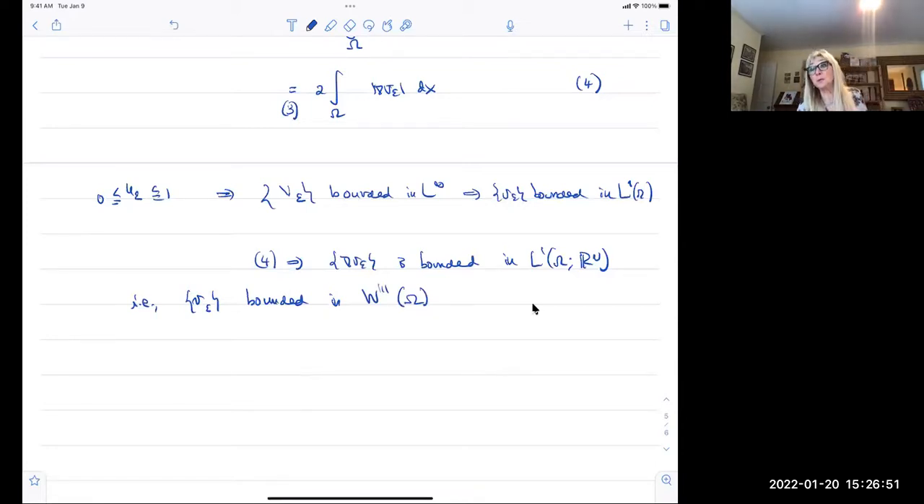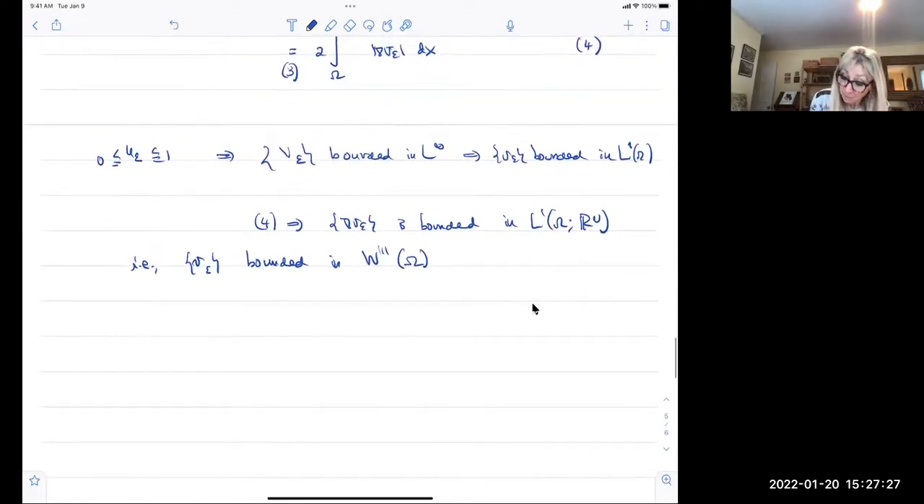W^{1,1} is not reflexive. So if you were in W^{1,2} or W^{1,p} for p bigger than 1, you could say, okay, then I can extract a subsequence which converges weakly in this space. W^{1,1} doesn't work. By the same token, if you have a bounded sequence in L^p for p bigger than 1, you can extract a subsequence that converges weakly in the same L^p, but not in L^1. Bounded sequences in L^1 do not necessarily converge weakly in L^1 because they may have concentrations.